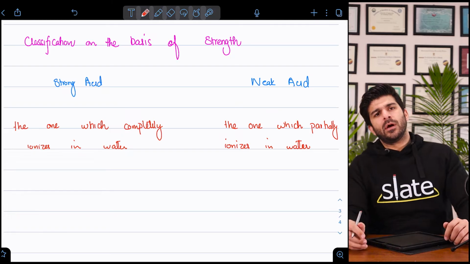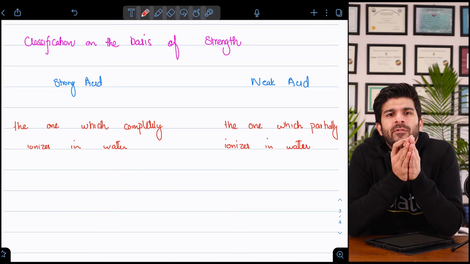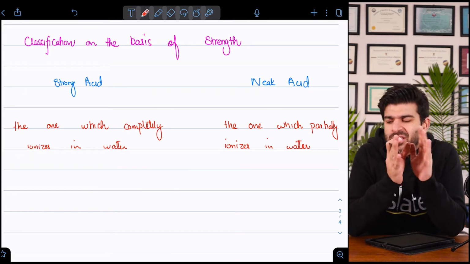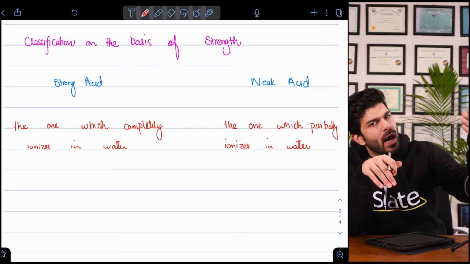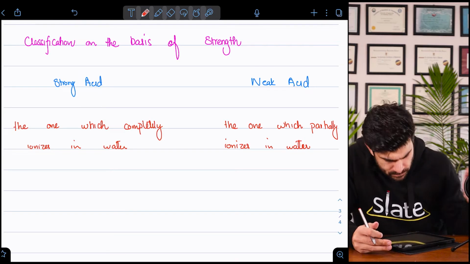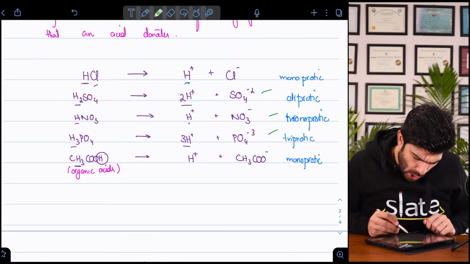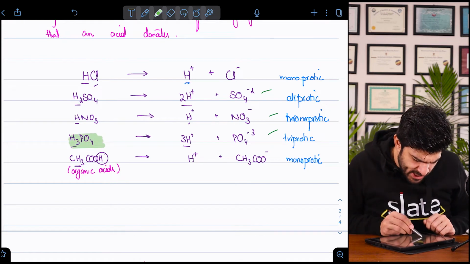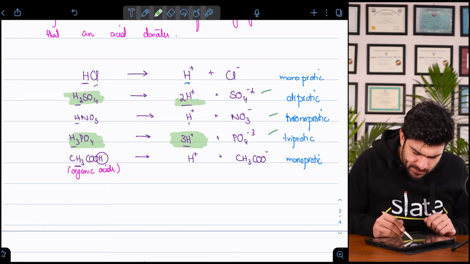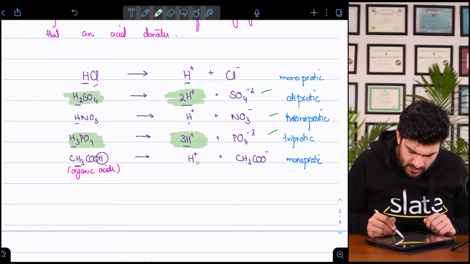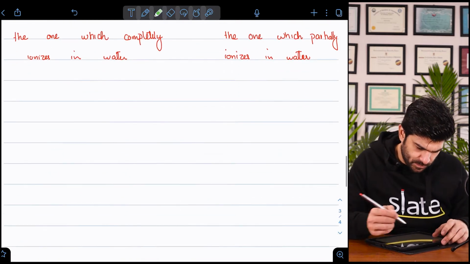I say that the only purpose of an acid's life is just giving out hydrogen ions, nothing else. An acid which gives out more hydrogen ions is a strong acid. Let's look at these examples. Apparently, what do we see? Since phosphoric acid is giving 3 hydrogen ions, it should be the strongest. Then it should be sulfuric acid. And obviously, this should be a weak acid, this should be a weak acid. But let's analyze the situation.